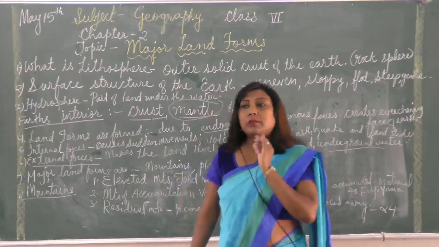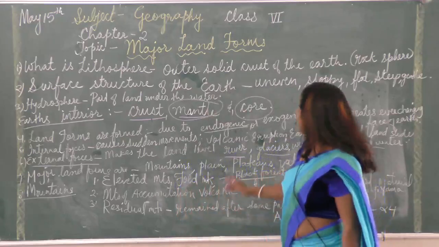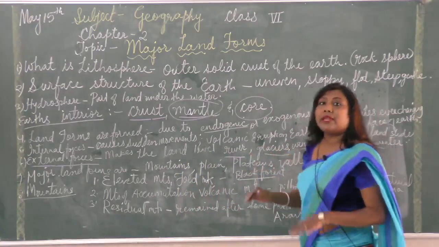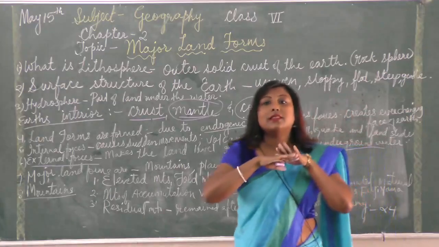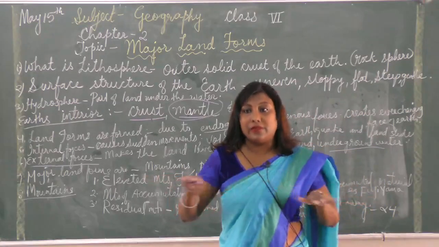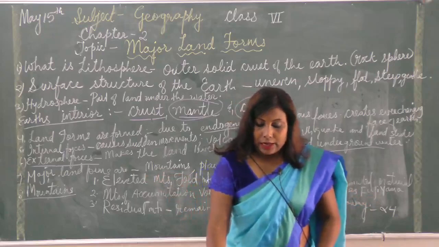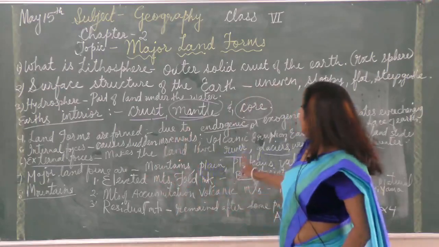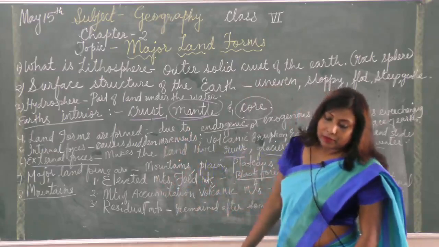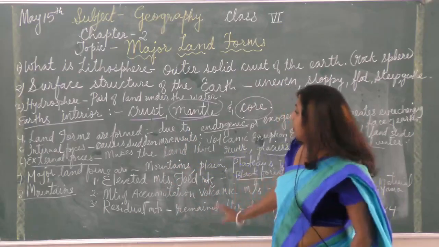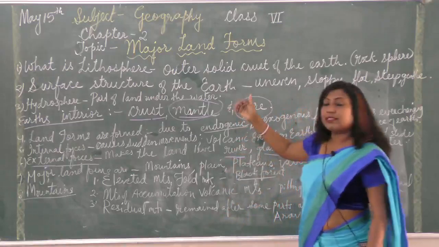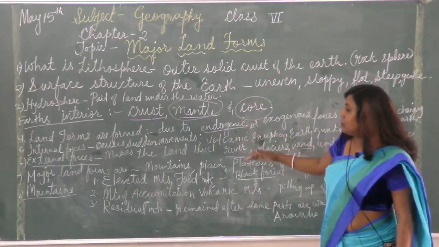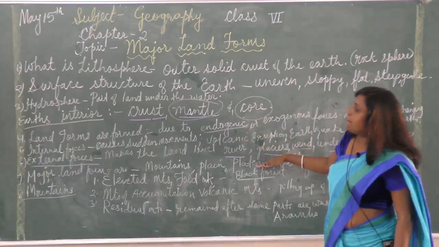And most importantly, the work of these agents is that they make the land surface level. They make it level and they make it flat. Most of the work of these agents is like that. So here we have seen the external forces, the internal forces and their activities.